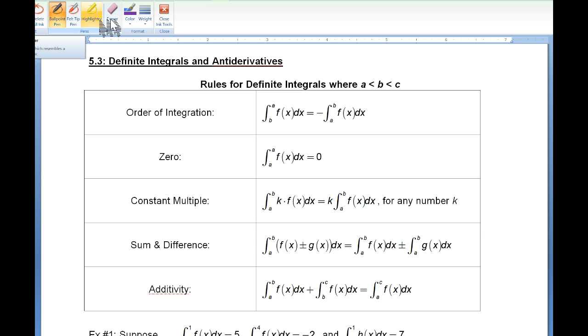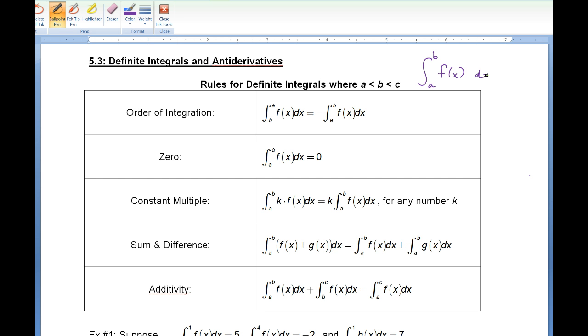So I wanna look at a few of these rules first. We talked about what all the symbols mean in the last class. Do we remember? Like the big S. A and B are the bounds. And then f of x is what we call the integrand, because that's the function that we're integrating. And then dx just tells us that's the variable that we're integrating with respect to. Okay.